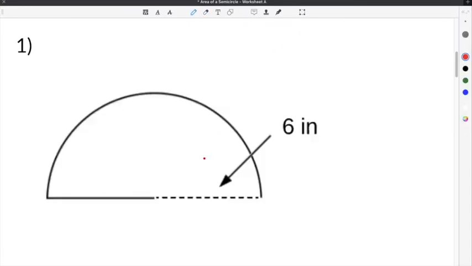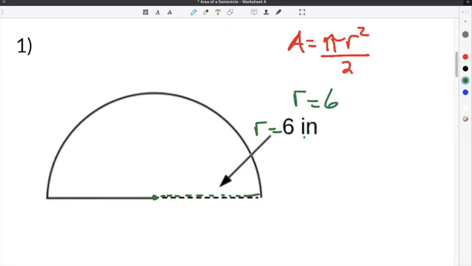Let's jump to number 1 on our area of a semicircle worksheet. In order to solve problems involving the area of a semicircle, we have to remember our area of a semicircle formula. That is, area equals pi times the radius squared and then divided by 2. In this case, we are given the distance from the middle of the circle to the outer edge, which is known as the radius. So we know that the radius is equal to 6 inches because it's given to us.